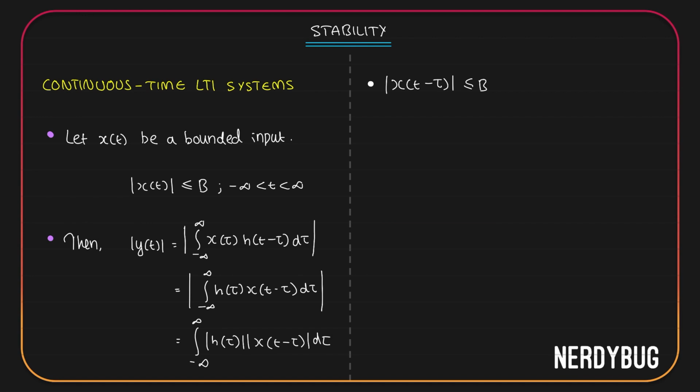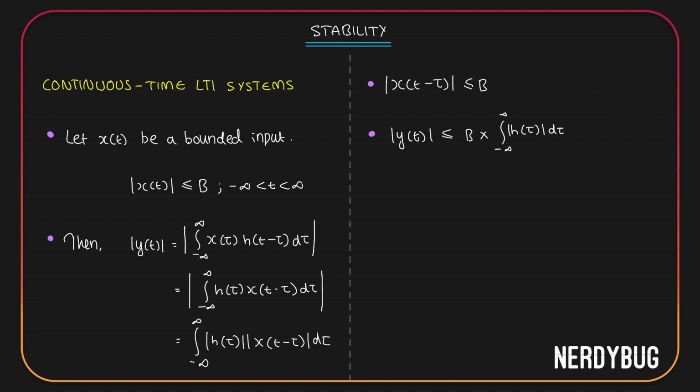Whatever you give inside the bracket, the function will only have a value that is less than or equal to b. So we can write magnitude of y of t will now be less than or equal to b multiplied by integral from minus infinity to infinity, magnitude of h of tau d tau. We gave magnitude of x of t minus tau, the value less than or equal to b, and then took it out of the integration because it's a constant. So we get magnitude of y of t should be less than or equal to b multiplied by integral from minus infinity to infinity mod of h of tau d tau.